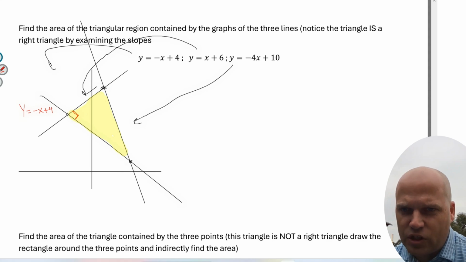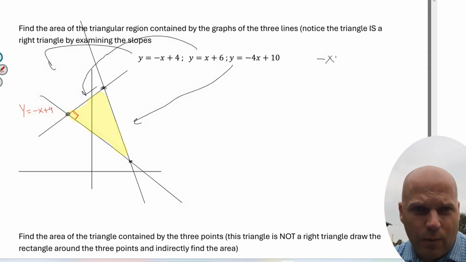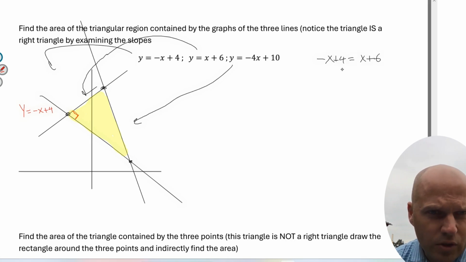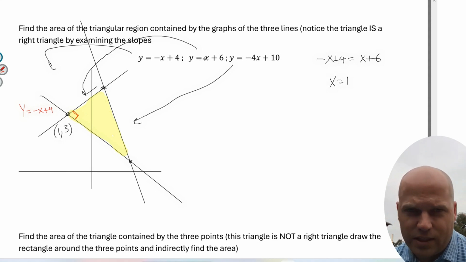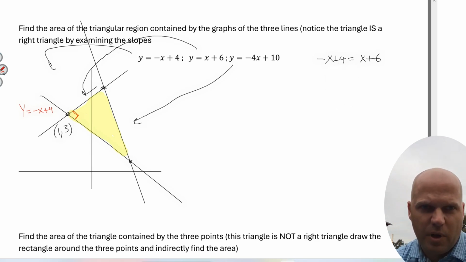Well, first things first, you've got to find the intersections of everything with each other. So we need to figure out when this equals this. Going to subtract 4 divided by 2, I get x equals 1. So this is 1, comma, plug in 1, you get 3. Ooh, that's not right. Okay, got it. I made a mistake.